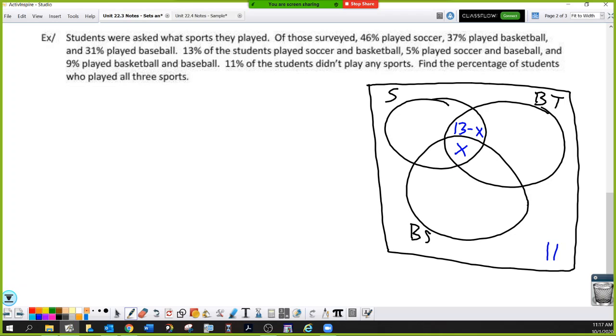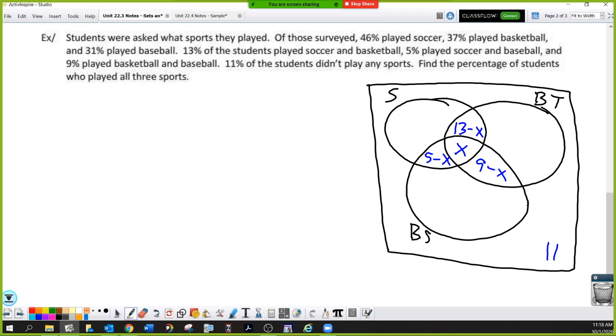So what's the next one? Soccer and baseball. That would be the bottom left. Soccer and baseball has to add up to 5, so this must be a 5 minus x. The last one is basketball and baseball, 9%. They have to add up to 9, so 9 minus x. Cool. We good with that? All right.